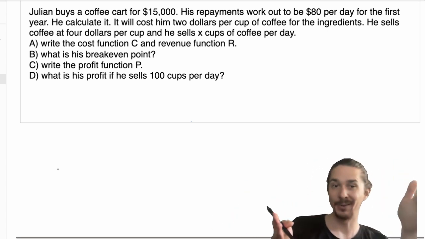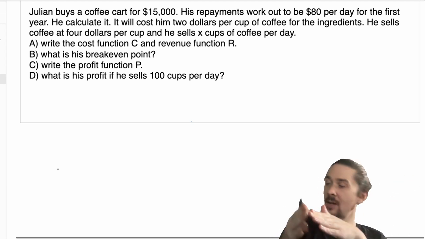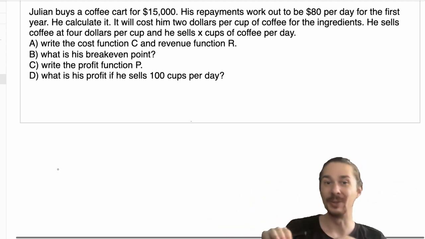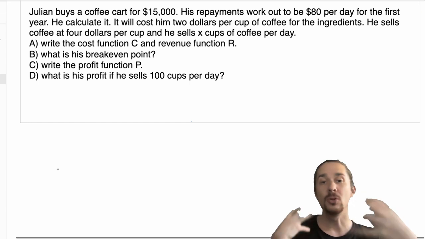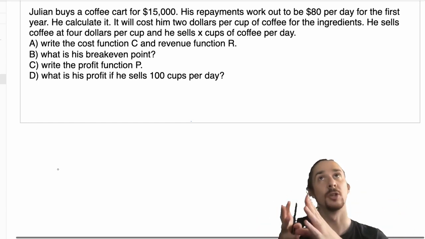Then on one side of that break-even point, the business is profitable, and on the other side of that break-even point, the business is not profitable. It is losing money. And so we can use the mathematics of simultaneous equations to find the break-even point.